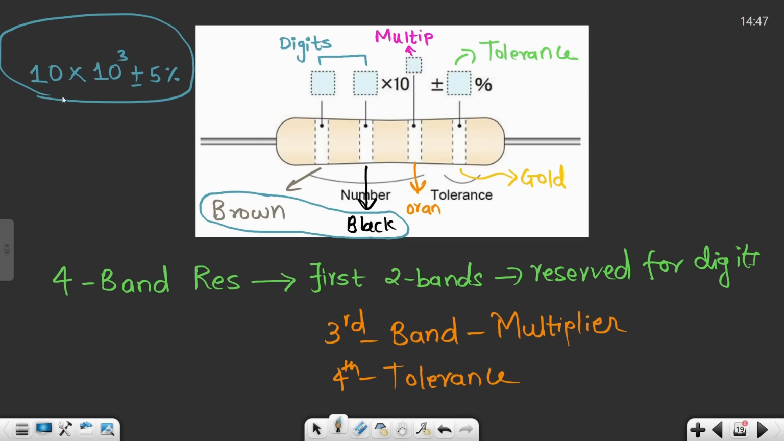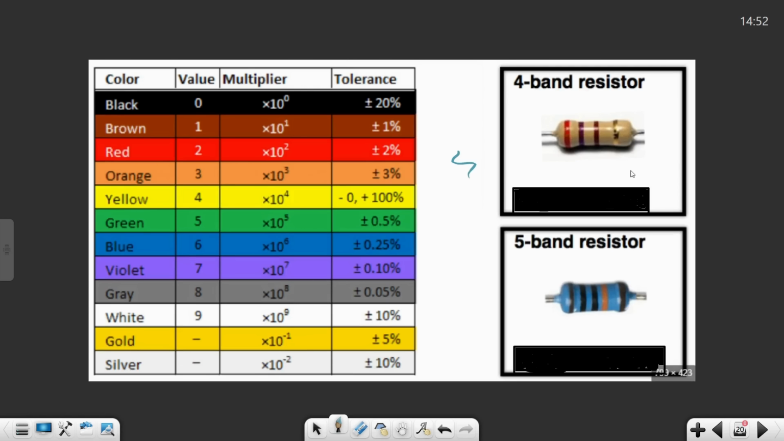So this is how we actually find the magnitude of any resistor. That is 10 kilo ohm plus or minus 5%. Don't worry, I'll explain what exactly the tolerance is as well. But I hope that you understood the significance of each and every band that is shown over here. Okay, now let's proceed further.